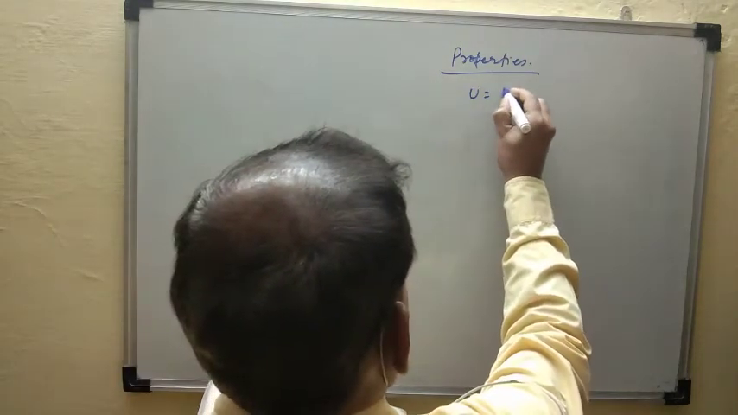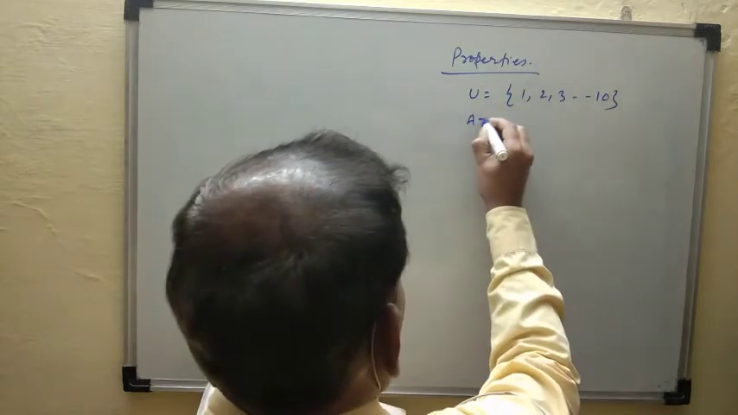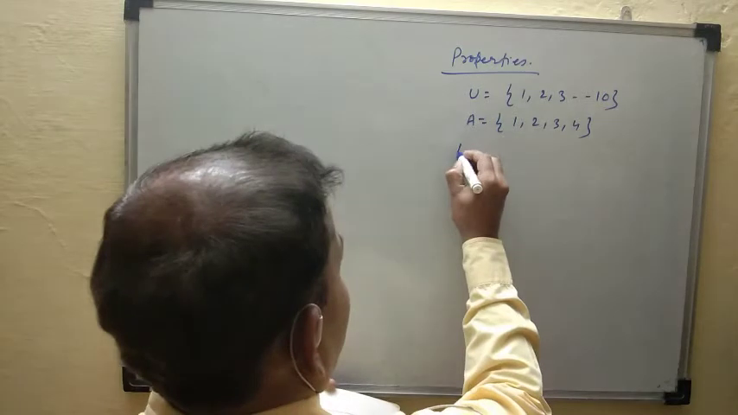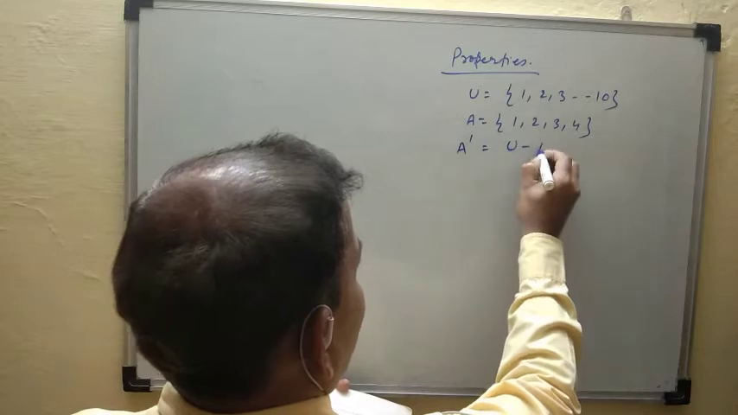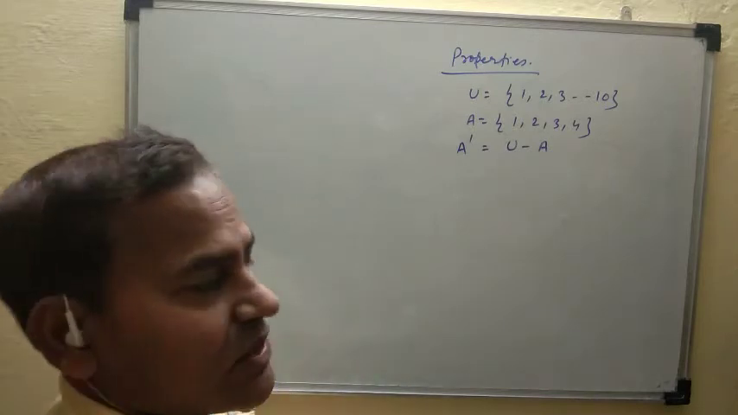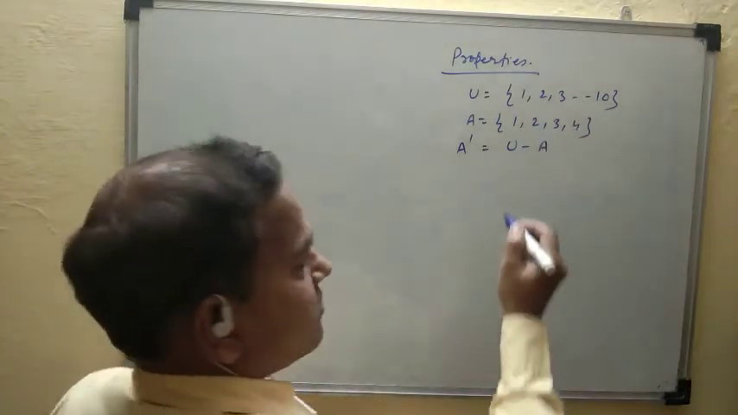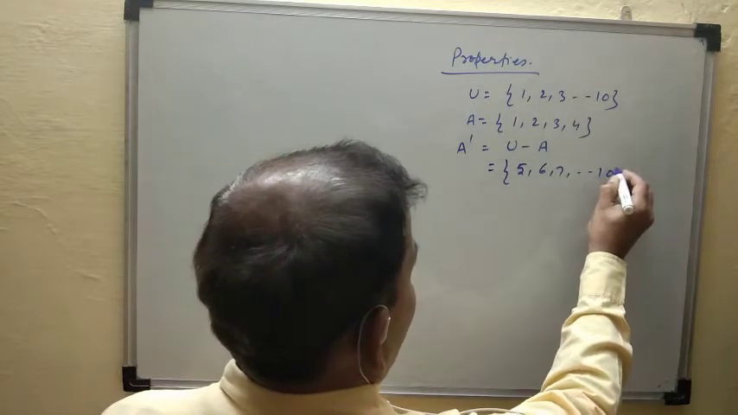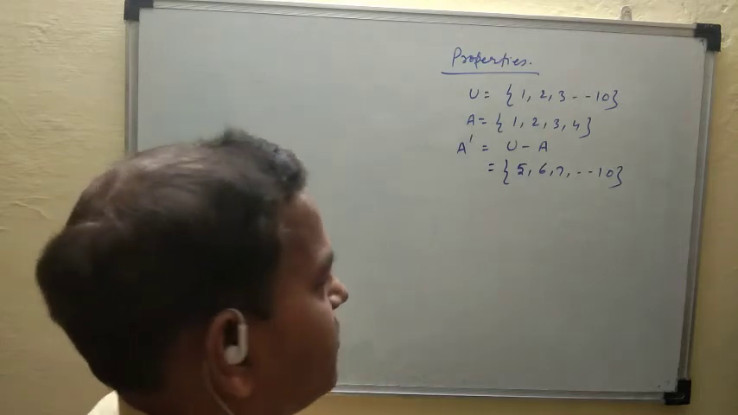Suppose U is a universal set having 10 elements and set A is {1, 2, 3, 4}. Then what is its complement? Its complement is U minus A. Complement means U minus A, that is, universal set minus the set. You subtract A from U, so the elements are 5, 6, 7, 8, 9, 10. This is A complement.